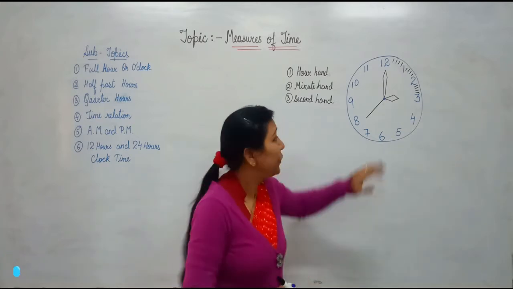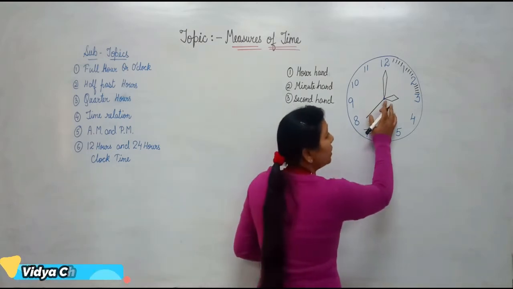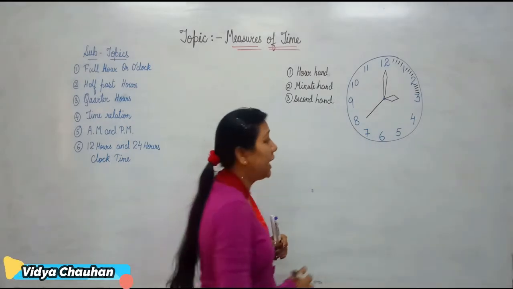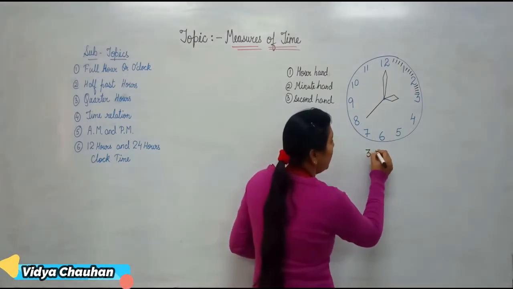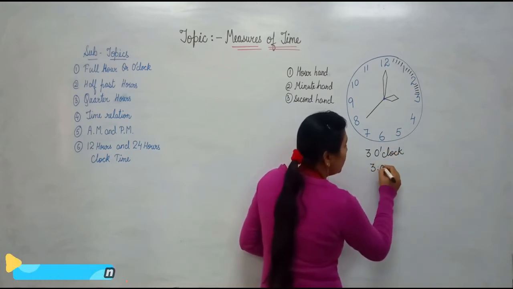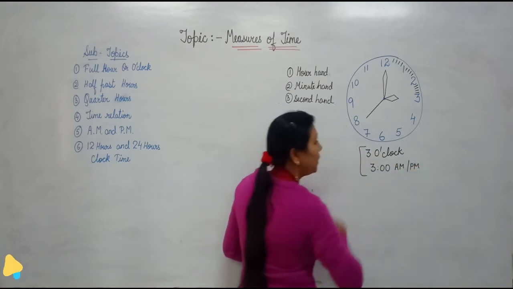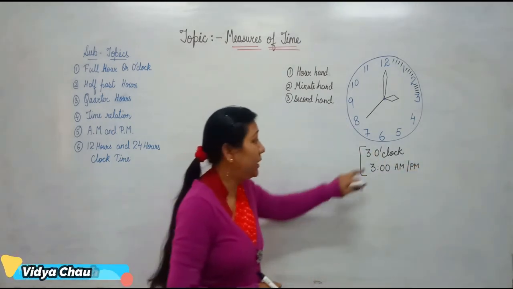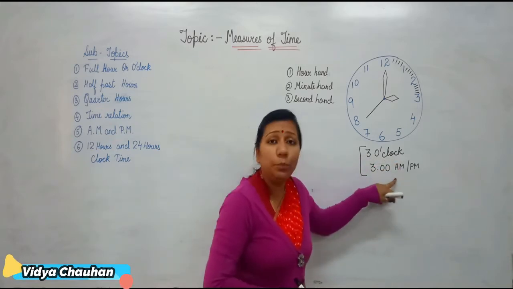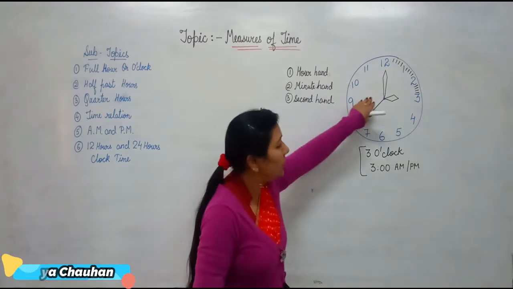Now these 3 hands help us to see the time and to calculate what time is there in the clock. For example, as you can see here, right now I have made the time, in which our hour hand is at 3 and the minute hand is at 12. For this time, we write that it is 3 o'clock, or we write the time as 3 a.m. or p.m. So these are the 2 different ways of writing the time. Now how do we come to know that it is 3 o'clock? Let's discuss that now.